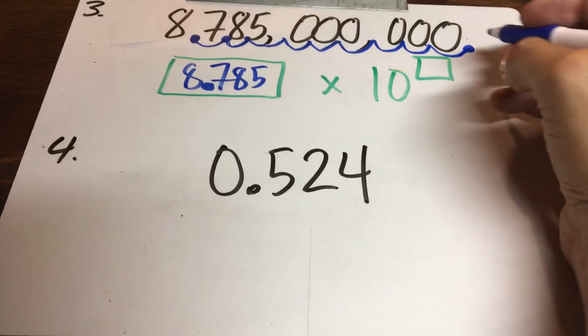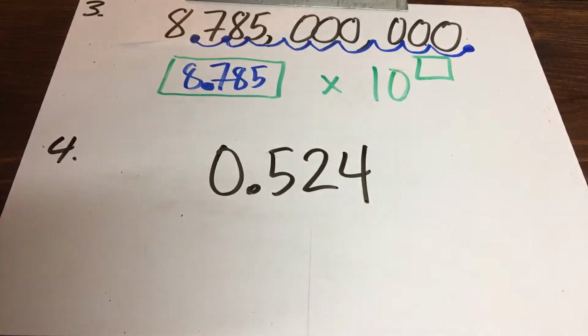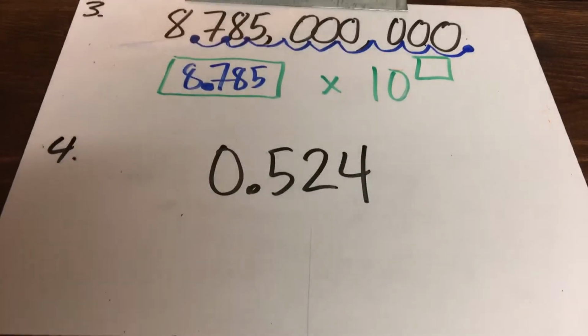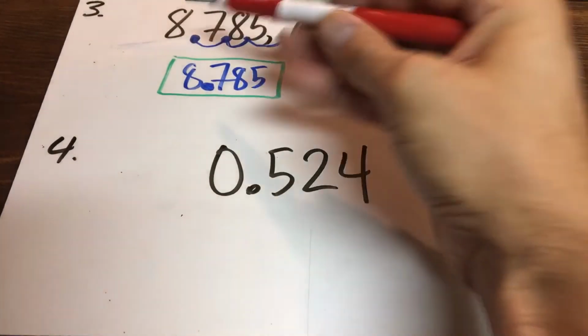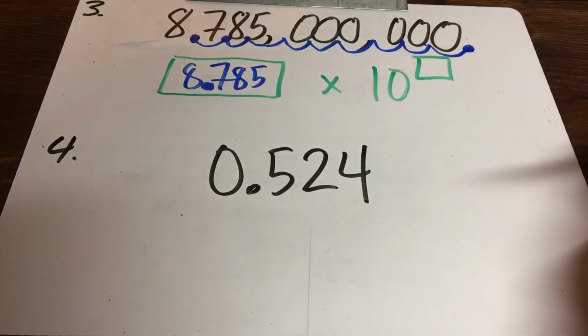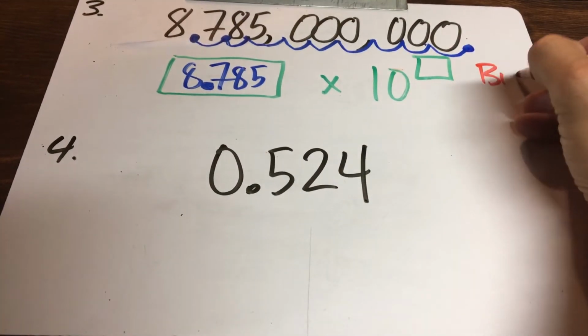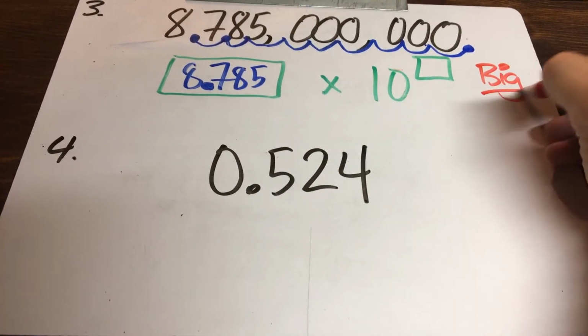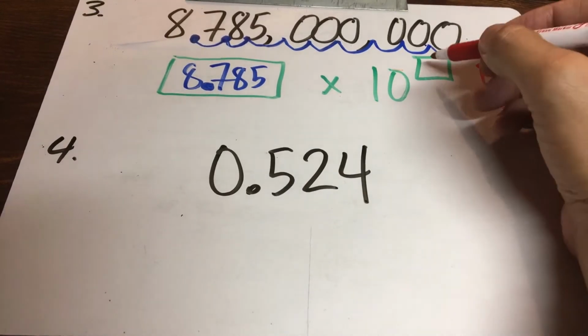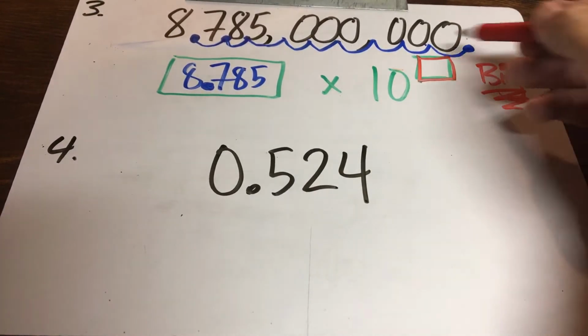I did it right. Now I need to figure out the exponent. Okay, common sense question here. Should this exponent be positive or negative? Think about the number that we started with. 8,785,000,000. That is a big number. If you have a big number, you better have a positive exponent right here. This is going to be a positive number because look how big this is.